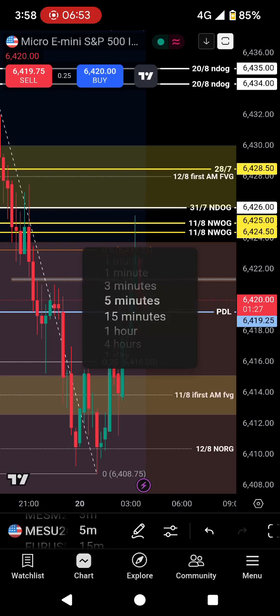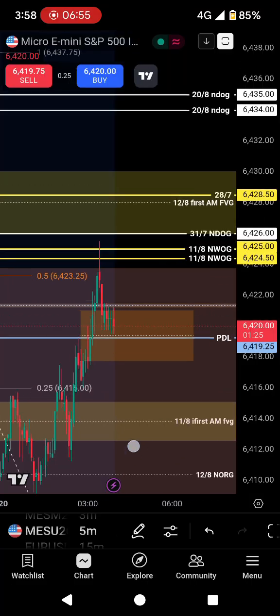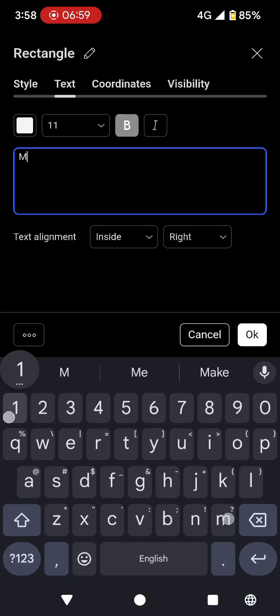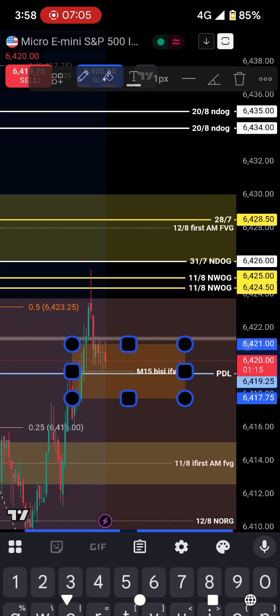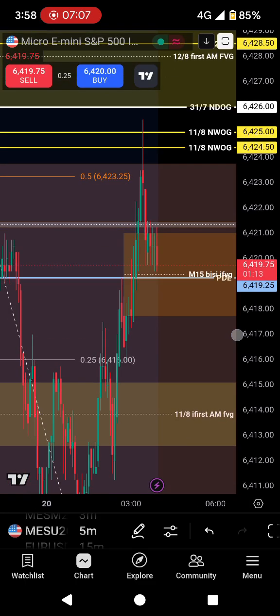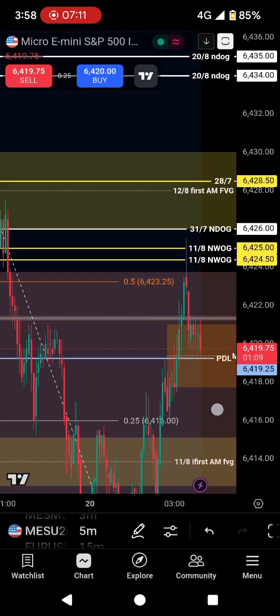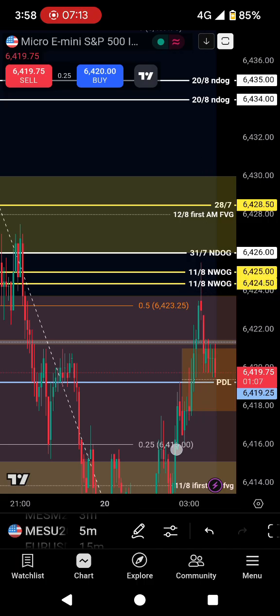Okay, this is the 15-minute. Let's put the name on. M15 BC inversion fair value gap. So I'm going to expect it to act as an inversion, reach into premium here. Okay, here we got the fair value gap.